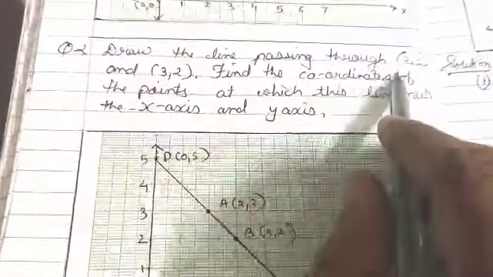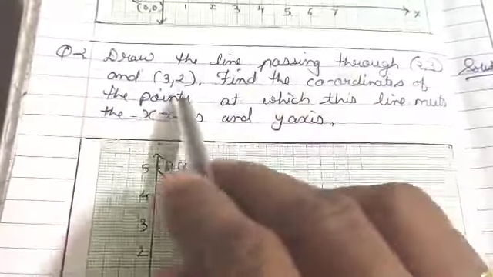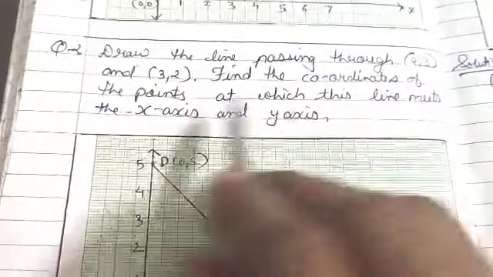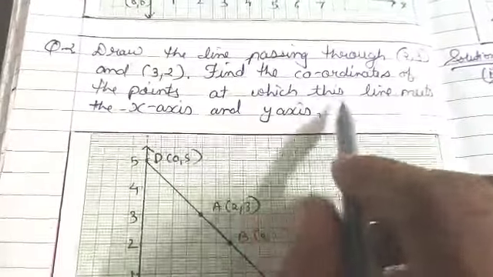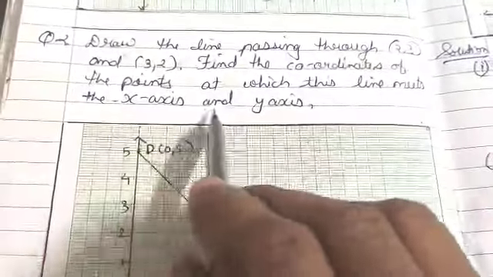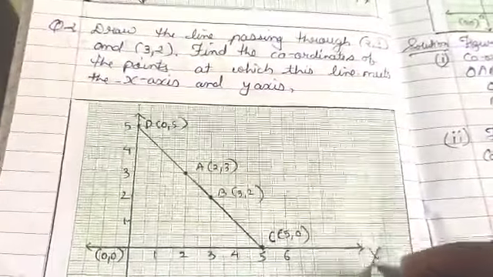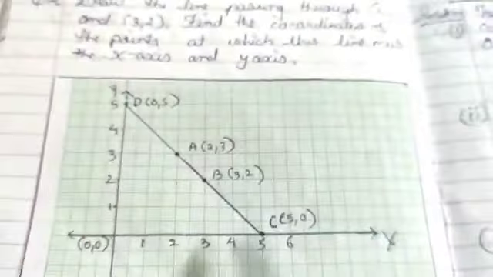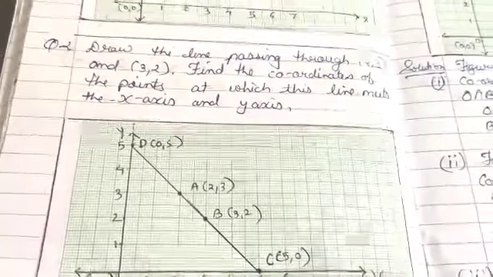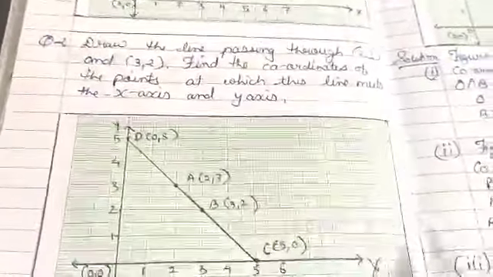Now the next one, draw a line passing through (2, 3) and (3, 2). Find the coordinates of the points at which this line meets the x-axis and y-axis. Now see here, (2, 3) and (3, 2). First write down all the numbers 1 2 3 4 5 6 on x-axis and 1 2 3 4 5 on y-axis, and we have to draw one line.